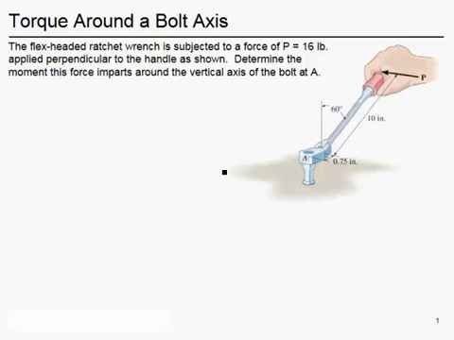So this is a case where we've got kind of a 3D geometry here, and we have to sort through the R and the F that we're going to use in the R cross F part of the moment calculation, and then we have to sort out how we're going to figure out the component of that moment which is operating around the axis of the bolt. So there's a couple pieces to the puzzle here, and our approach is going to look like this.